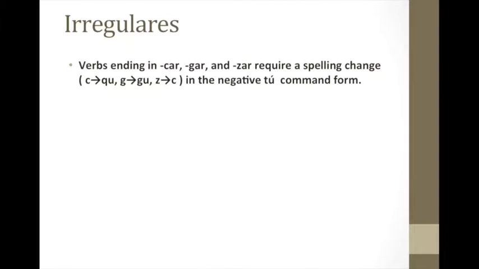More irregulars that we have to pay attention to are verbs that end in -car, -gar, or -zar, which are going to require a spelling change in the tú command form. So you're going to see C changes to QU, G changes to GU, and Z changes to C. This is just like the preterite tense in the yo form. The spelling change occurs for the same reason.